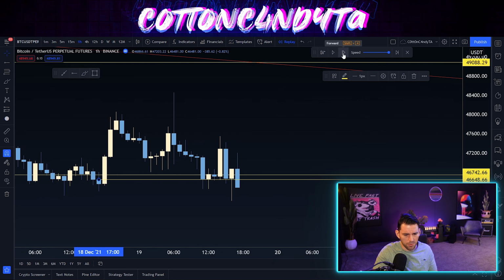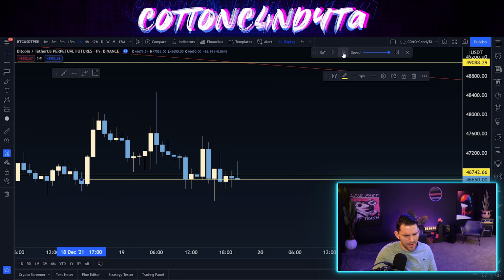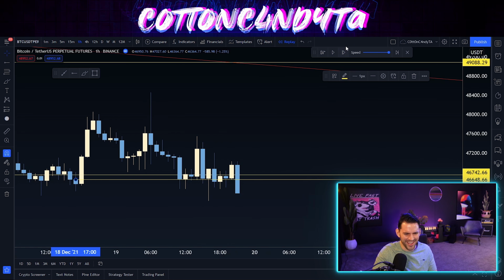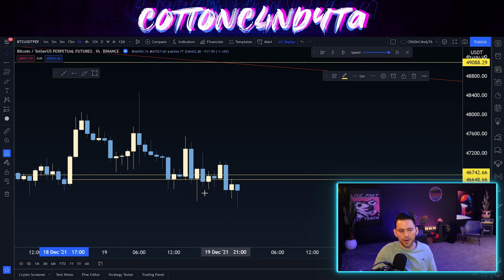Now, we're still not breaking the move yet. Still not yet. Not yet. It's hanging on. Still hanging on. There's no bottom side break. And there it is right there.